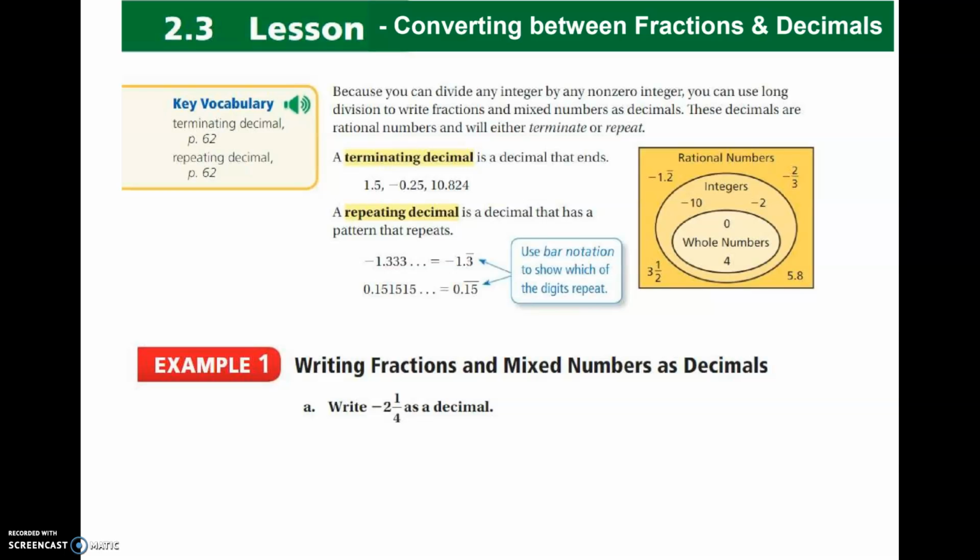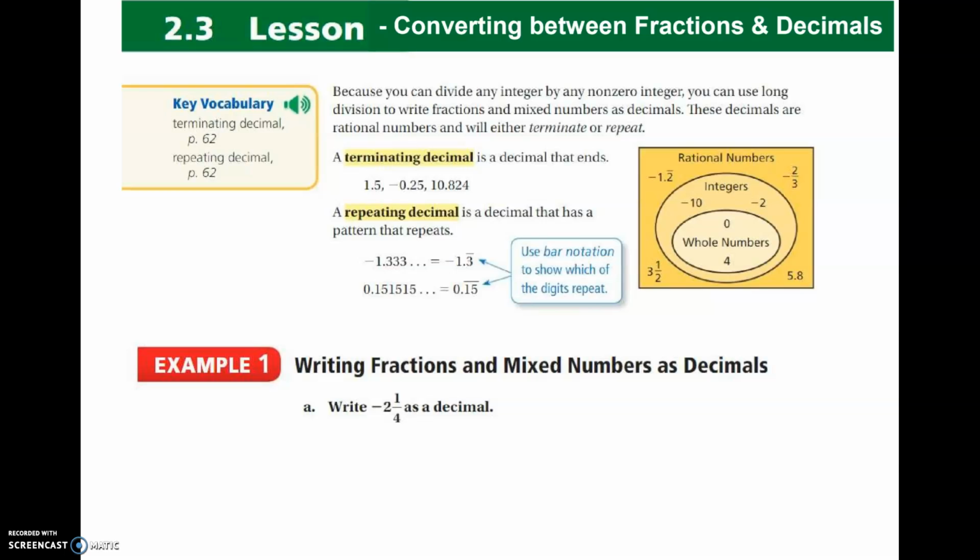All right, so today we are talking about lesson 2.3, converting between fractions and decimals. The main thing about conversion between fractions and decimals is that you kind of just do what the problem says to do. But let's go ahead and read through some of this important vocabulary. The first is terminating decimal and repeating decimal.